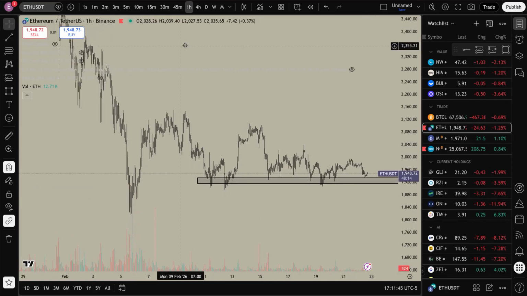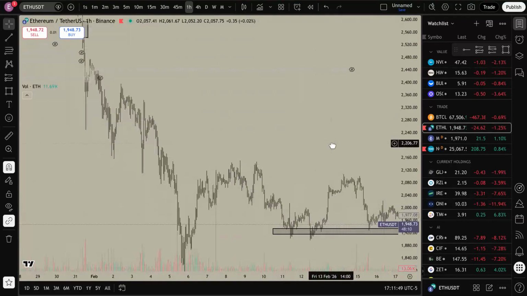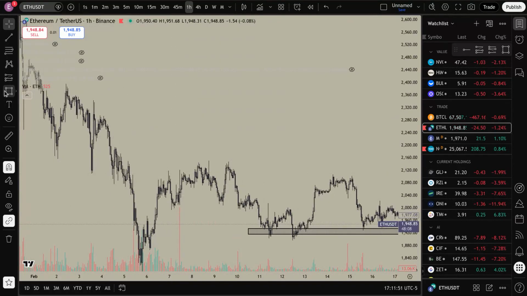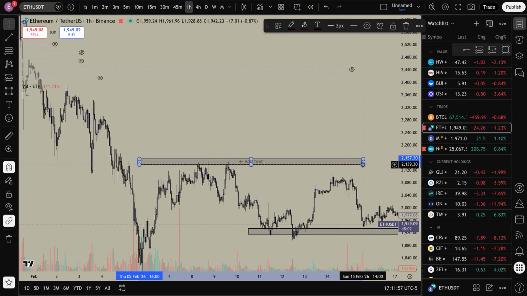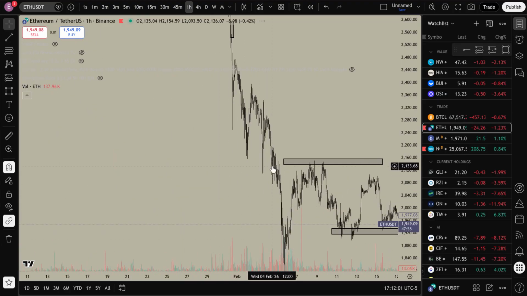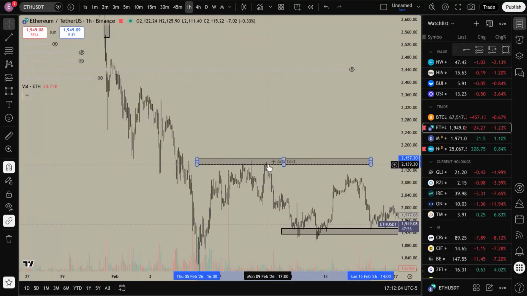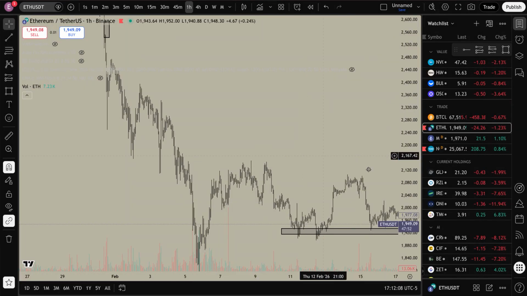And then in terms of a resistance, we have this right here, which is kind of like a resistance. As you can see, it bounced, went down, bounce, went down. But yeah, Ethereum's been falling really sharply, so it's hard to find something like that.